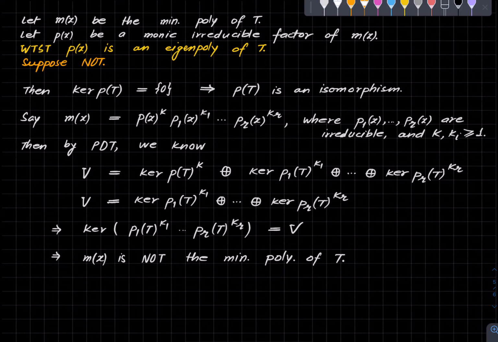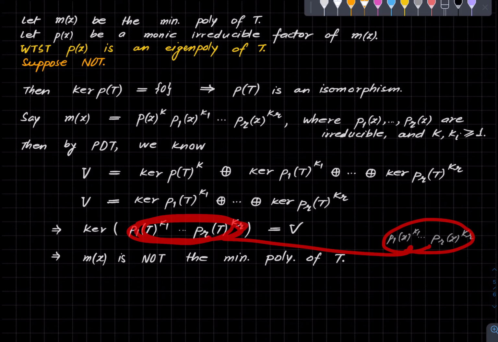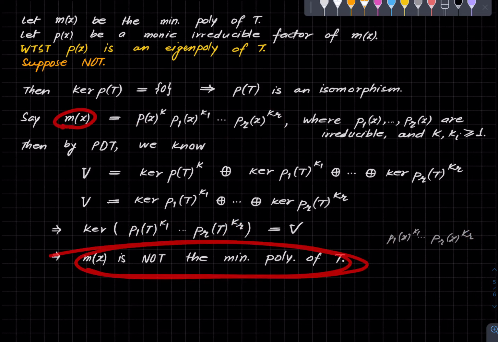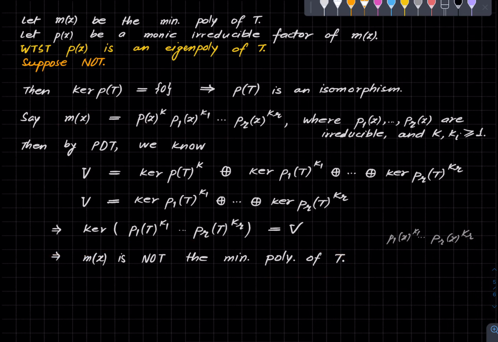Why is that? Because just consider this polynomial p1(x) to the k1 dot dot dot pr(x) to the power kr. So if you consider the corresponding endomorphism, that annihilates the entire vector space, and hence the degree of the minimal polynomial should be at most the degree of this. But the degree of the minimal polynomial is more than the degree of that. And that's a contradiction. So this contradicts the fact that m(x) was the minimal polynomial, and hence we get the required contradiction. We assumed something, but that assumption must be wrong.